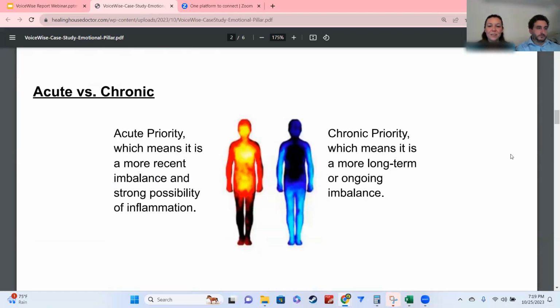You'll also notice that on the report, something will either be acute or chronic. It's more common for chronic to come up just because we put more emphasis on what is going on in the body that's ongoing or more of a long-term imbalance.